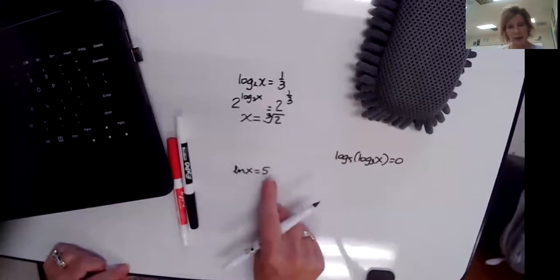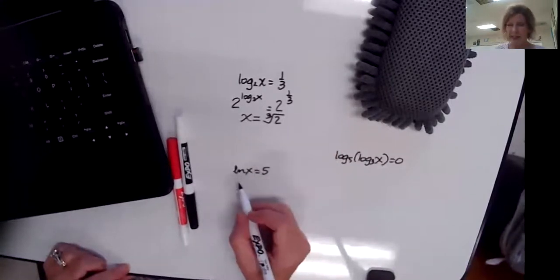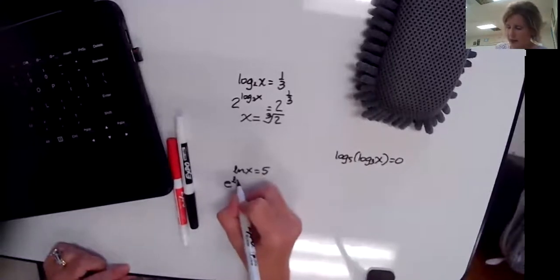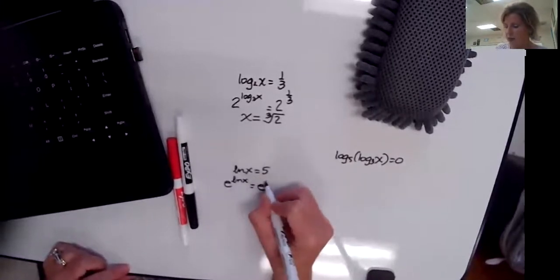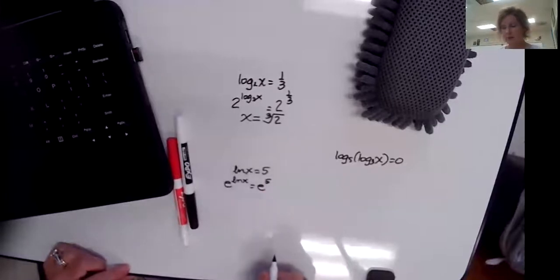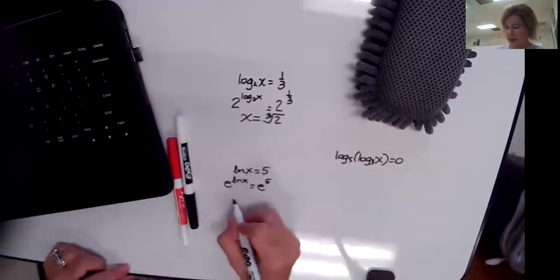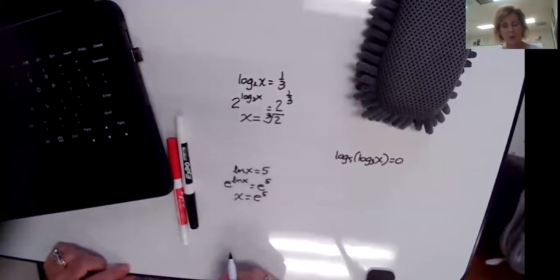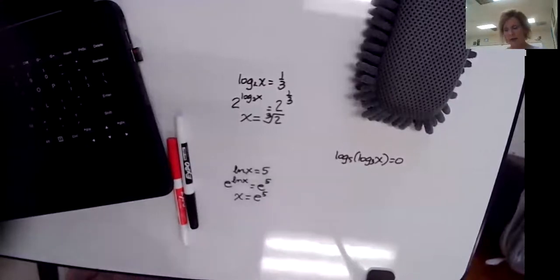You can do the same thing here. I could say, well, the opposite of ln of is e to the. So e to the ln of x equals e to the 5th, okay? E to the ln of x isolates x. E to the 5th is a weird, irrational number, but it is a number, so you're done.